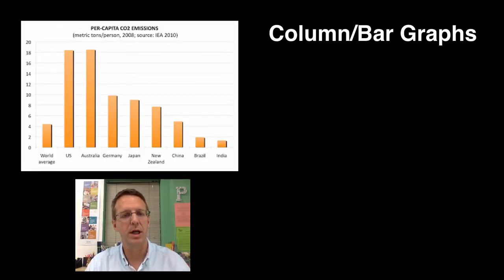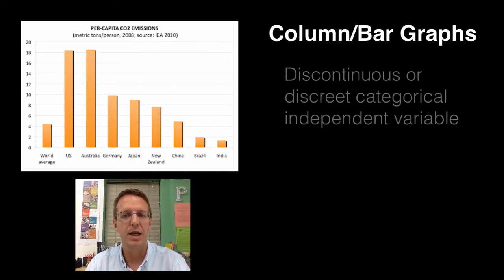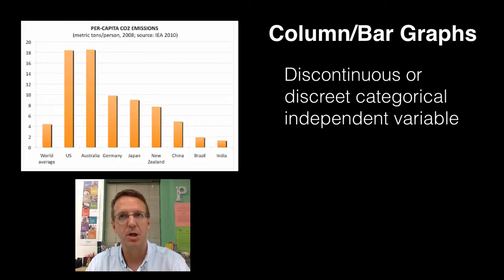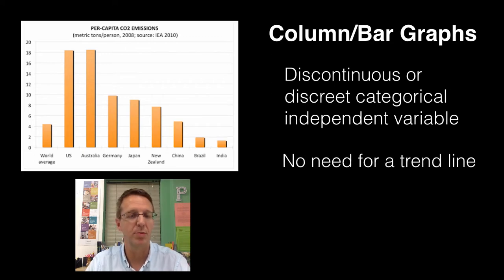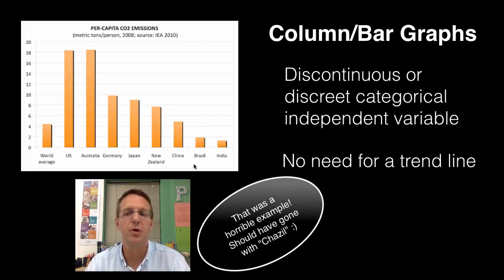The second one that's quite popular is the bar graph or the column graph, but in this case the x-axis or the independent variable is discontinuous or discrete categories. So for example, here we've got countries down in the bottom. The thing with a graph like this is you don't want to put a trend line on there because there's nothing in between Japan and New Zealand. There's just no such thing. So you would never draw a trend line on there because there's nothing to interpolate.